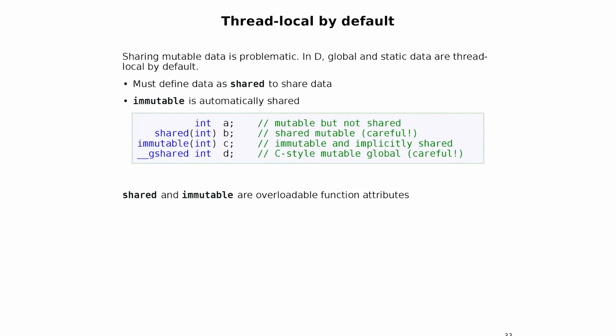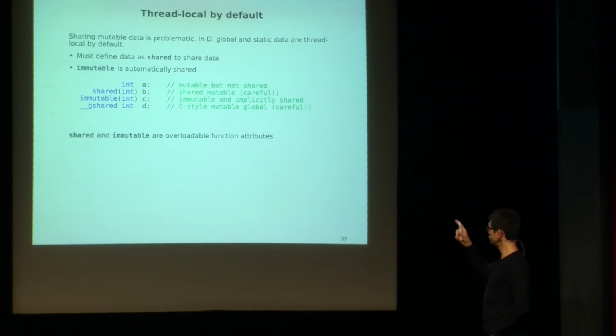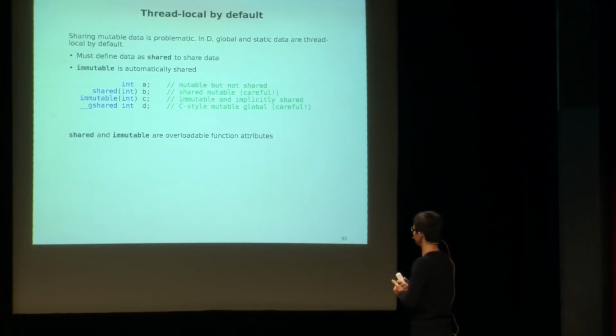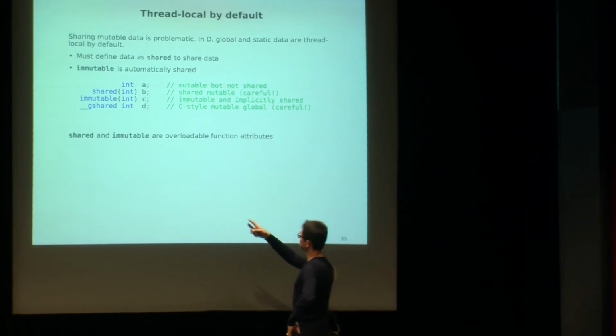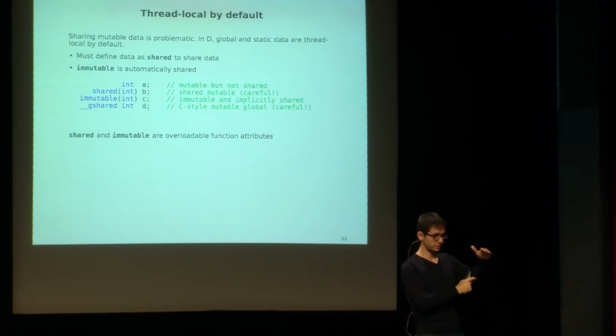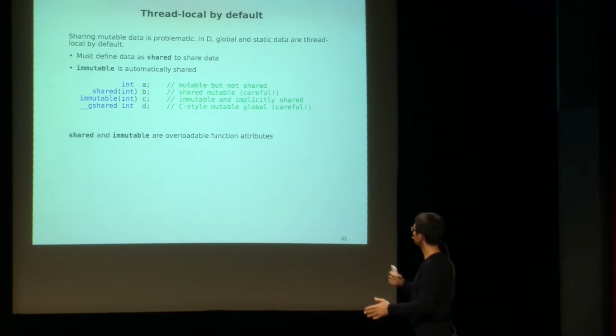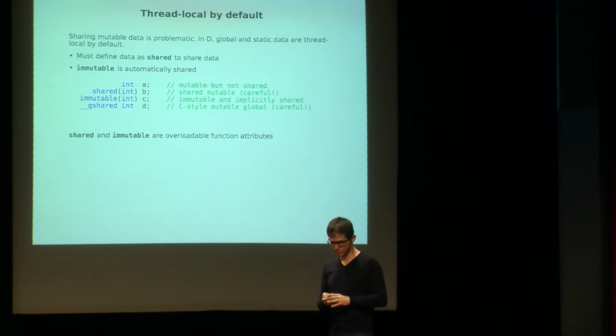Immutable is implicitly shared, and that's awesome, because immutable means it's not mutable. I don't need to protect it. Nobody can mutate it. And we have this other type, __gshared. That's when you want C-like and C-ABI-like shared data. Again, you must be careful and you must control access to that variable. And the good thing is shared and immutable are overloadable function attributes. You can have an object with two functions, foo, one shared, one immutable, the other one neither. And you can control what type of functionality is operating on your object.